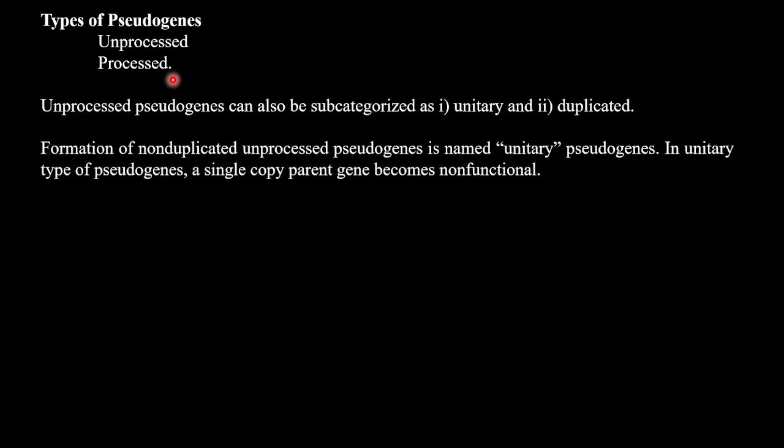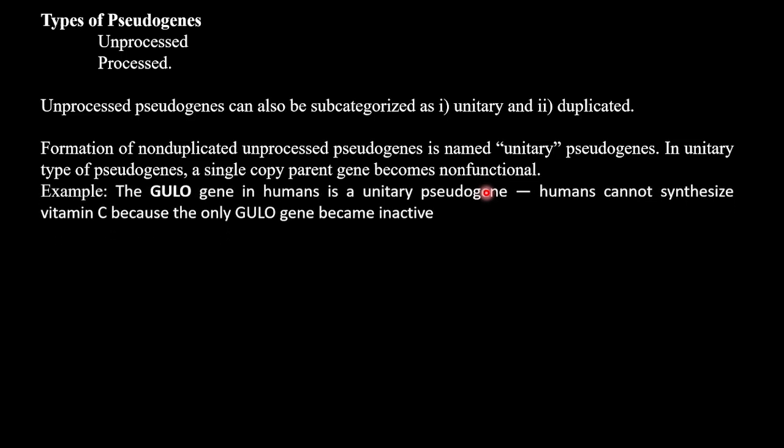So there are two types of pseudogenes. One is the unprocessed and another one is the processed. Unprocessed are again of two types, unitary and duplicated. Unitary means non-duplicated, there is no duplication. Just remember this point, they are non-duplicated. The unitary type of unprocessed pseudogenes, as their name suggests, are unprocessed and there is no duplication, so they are unitary. Because of this, a single copy parent gene becomes non-functional.